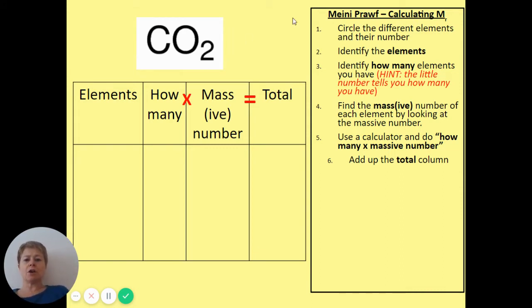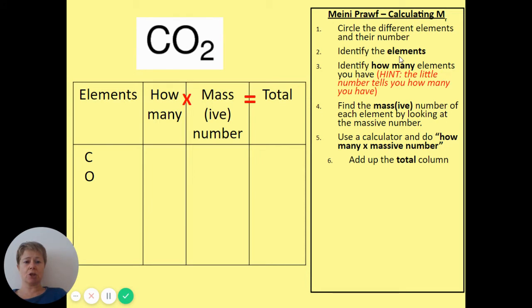Step 1, we're going to use these steps to help us. Circle the different elements and their number. If I'd written carbon dioxide down in my book, I would circle carbon because that's one element, and I would circle oxygen because that's another element. And I'm going to write those elements in my table. So the elements I have are carbon and oxygen.